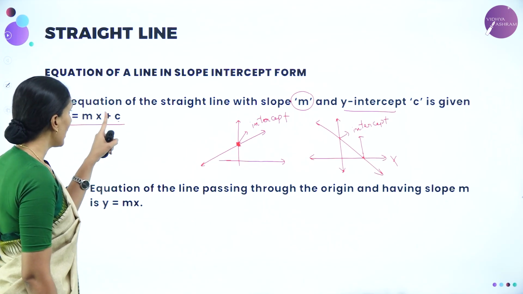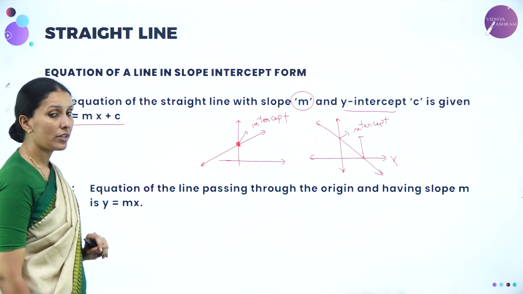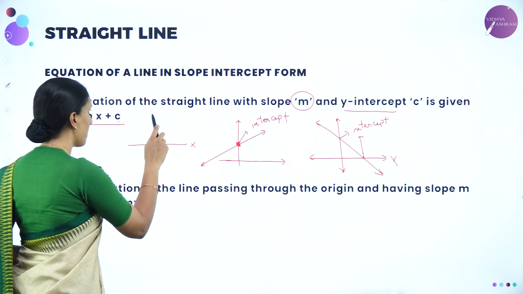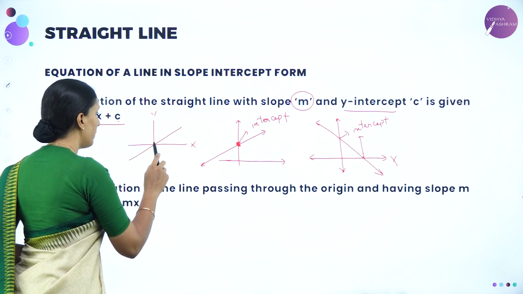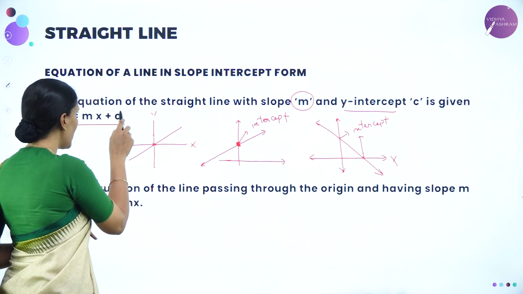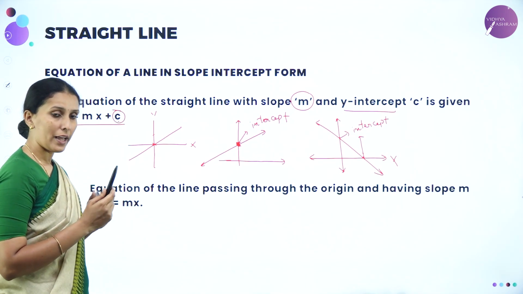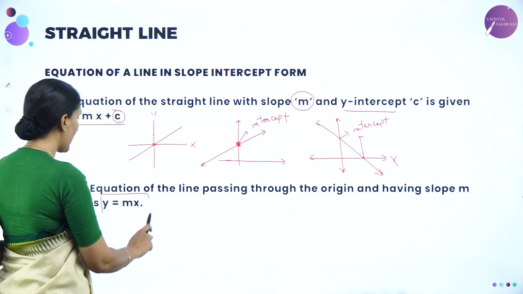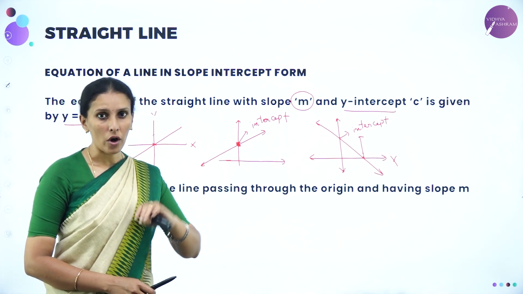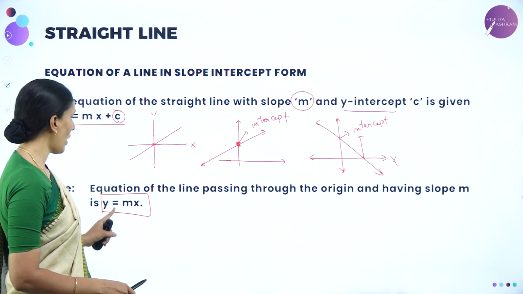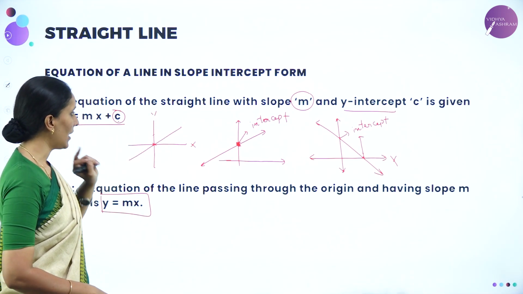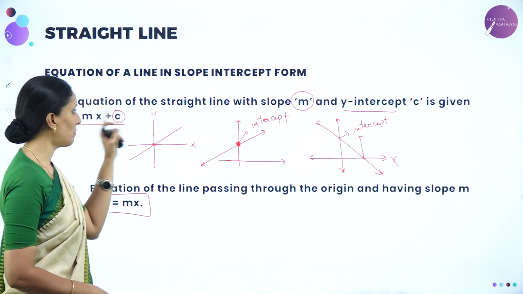Now suppose this line touches the y-axis at the origin. So this is your x and y axis. If this is a straight line which touches the y-axis at point 0, then obviously your c value is 0. Therefore the equation is reduced to y is equal to mx. So generally any line passing through the origin will have the equation y is equal to mx. Thus the slope-intercept form of a straight line is y is equal to mx plus c.